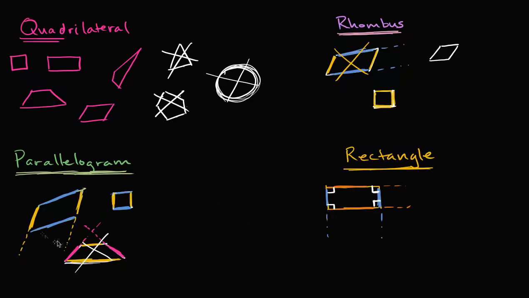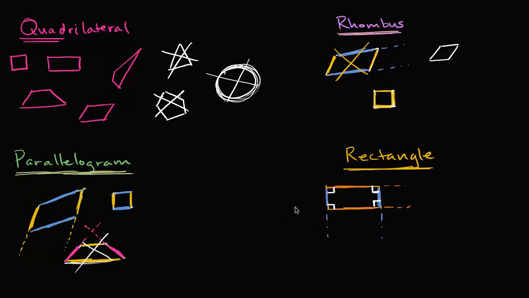So for example, this right over here would not be a rectangle. Why? Because if you put a square here, notice a square doesn't fit in the corners the way that it fits right over here. The square does not fit over here. This is a parallelogram, but not a rectangle. A rectangle is a parallelogram that has square corners.